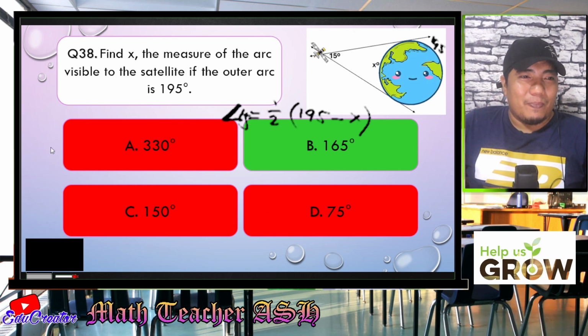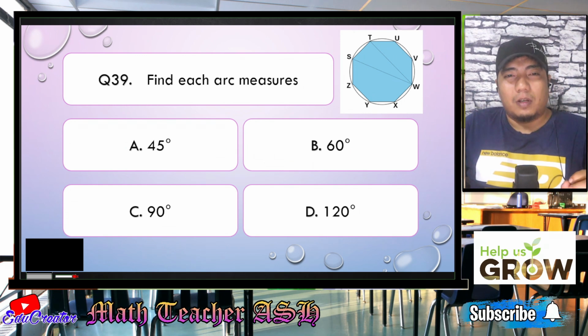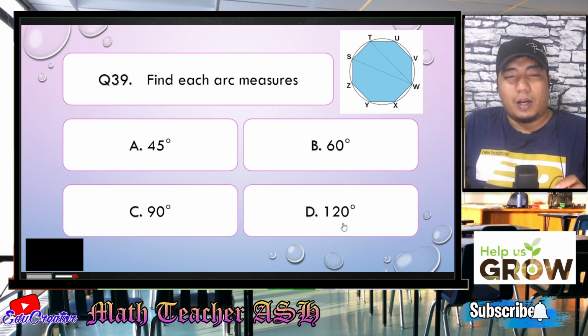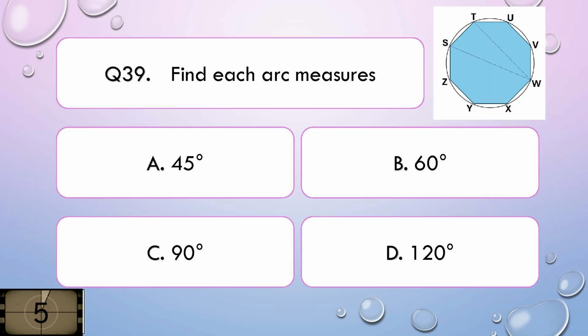All right. Now, let us go to question number 39. Find each arc measure on the given figure. Okay, so this is the one. So is it A, 45 degrees, B, 60 degrees, C, 90 degrees, or D, 120 degrees? I'll give you 5 seconds to think about your answer.